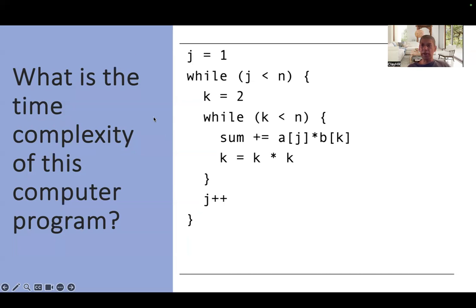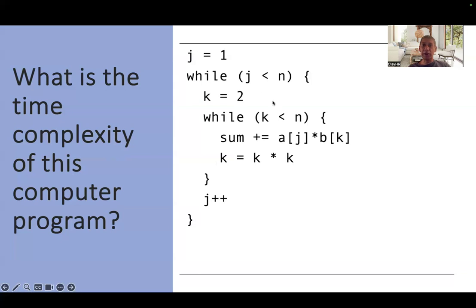So today what we're doing is we're just discussing this particular question. What's the time complexity of this algorithm or the computer program written over here? It has two while loops, and this is one of the questions from the algorithms Q&A book. What we're supposed to do is analyze this program and try to find the time complexity of it in asymptotic terms here.